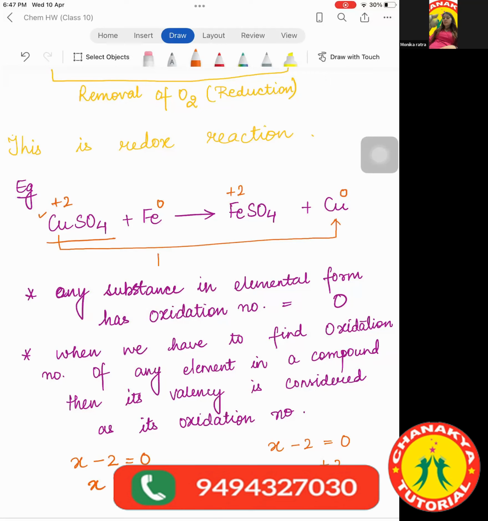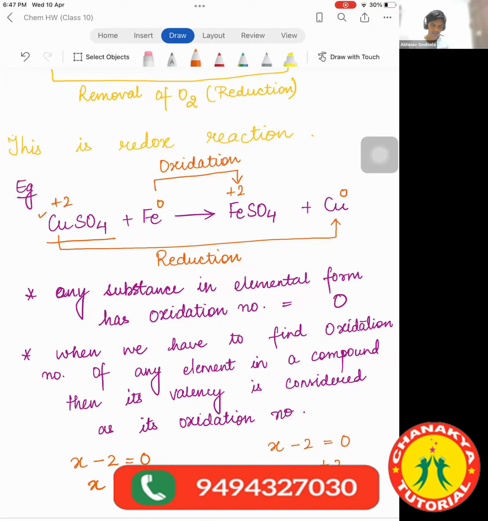Whenever there is a decrease in oxidation number, we call it reduction. Whereas if we look at iron, Fe converting into Fe+2, the oxidation number has increased. Whenever there is an increase in oxidation number, we call that process oxidation.